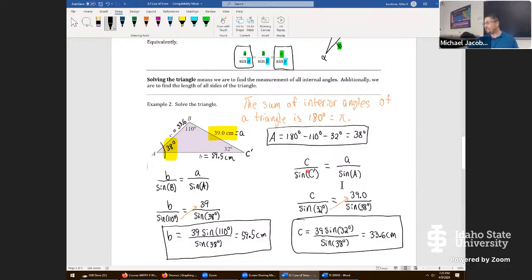You don't have to do that. As long as your values are stated somewhere, that's good enough for me. But we did it, folks. We found the angle measurement, the side length, and that side length. Everything else was known, so we really did solve the triangle. Any questions at all with those methods?